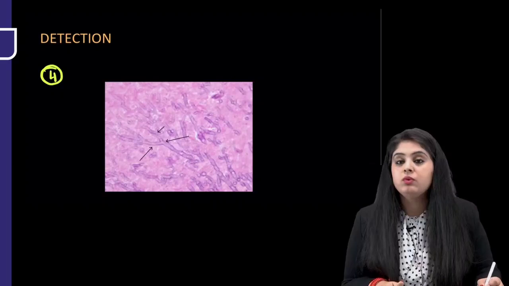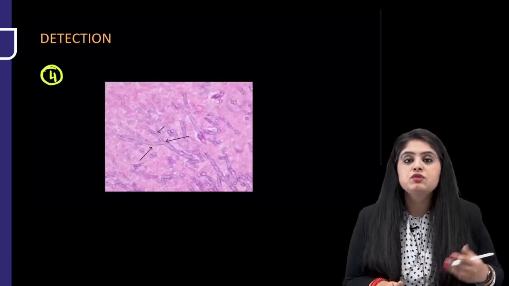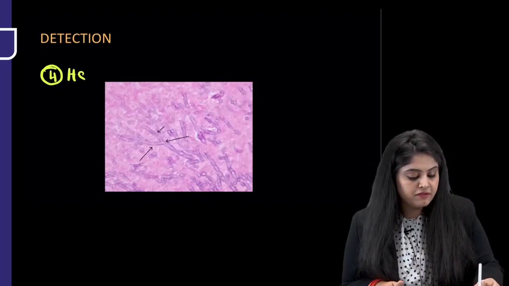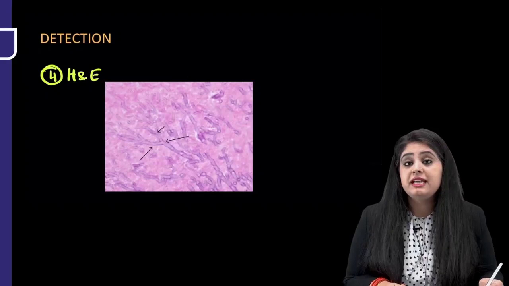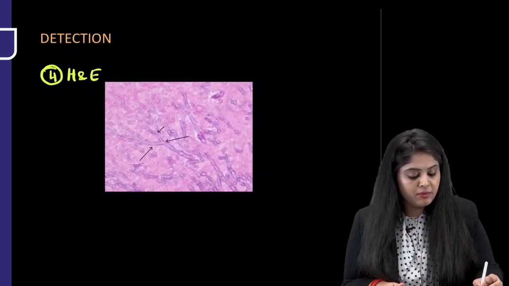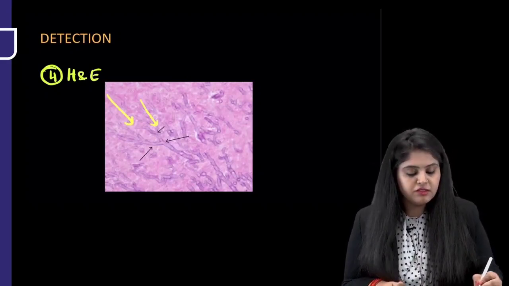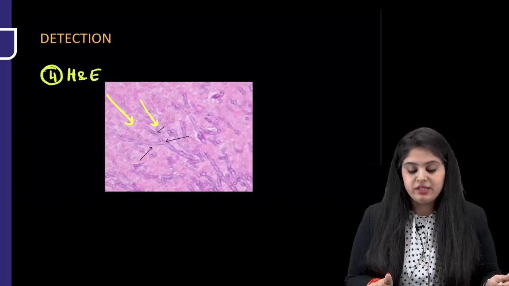We have something known as the very famous... Can you finish micro and path without discussing the famous pink and blue? That is the HNE stain, right? So please remember HNE, you can see all the fungus has become pink and blue. So that is the HNE stain.